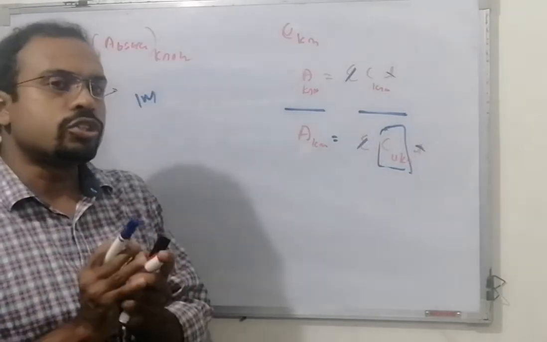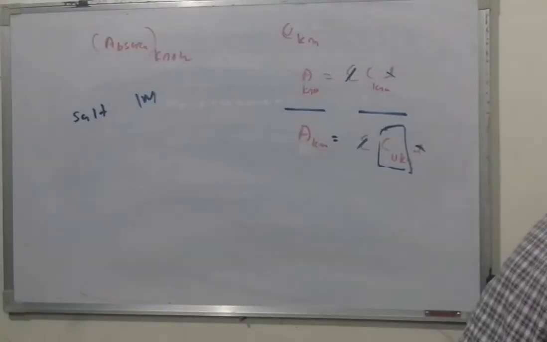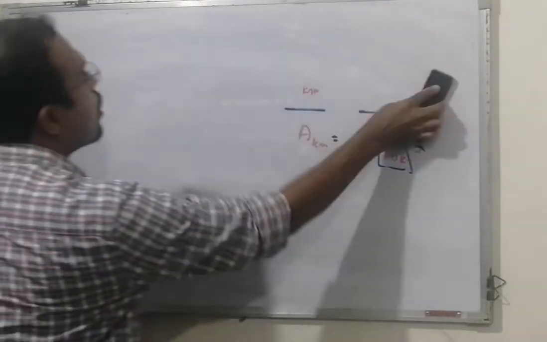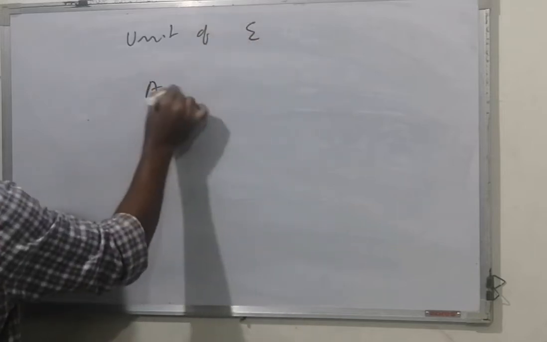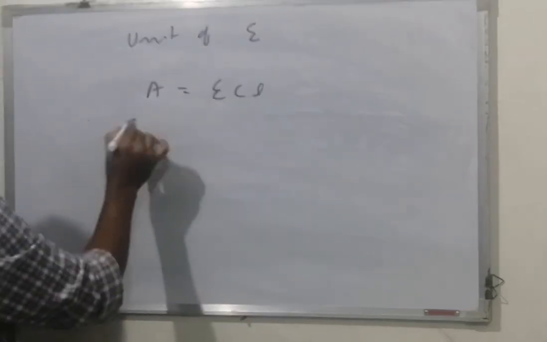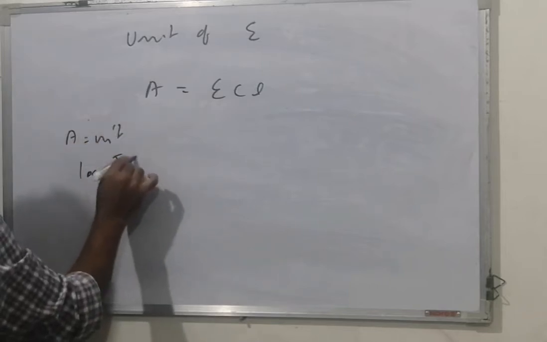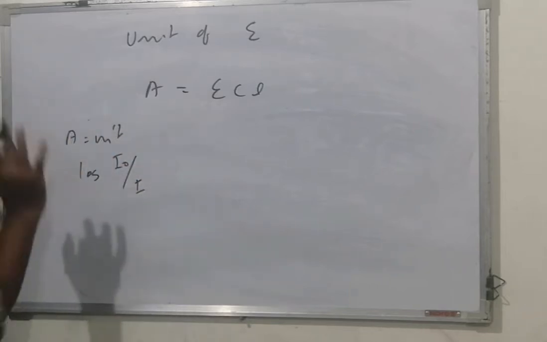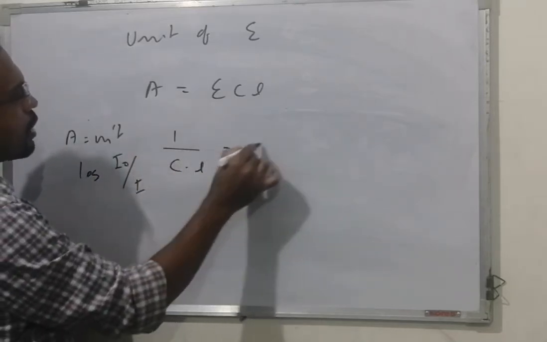Now, what is the unit of molar absorptivity? That's also very important. What is the unit of epsilon? Our relation is A equals epsilon C L. A has no unit because it is log I0 by I, and I and I0 have the same unit, therefore no unit. Therefore, epsilon equals A divided by C L.